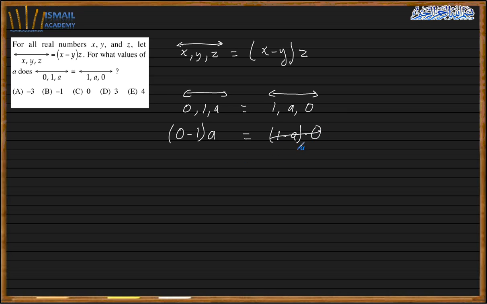Anything times 0 is 0. That means this is 0. So here 0 minus 1 is minus 1, so it's going to be minus 1 times a, which is going to be minus a, equal 0 divided by minus 1. So a will be 0. So the answer is C.